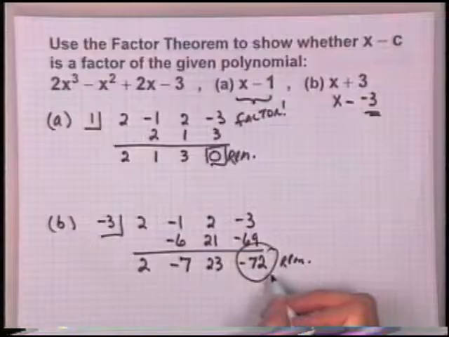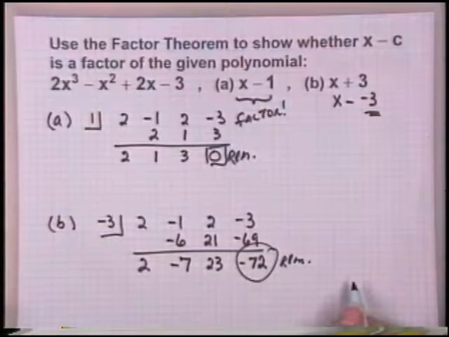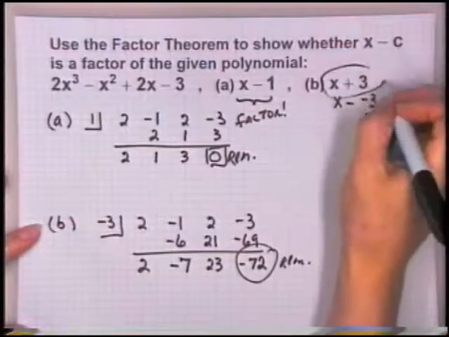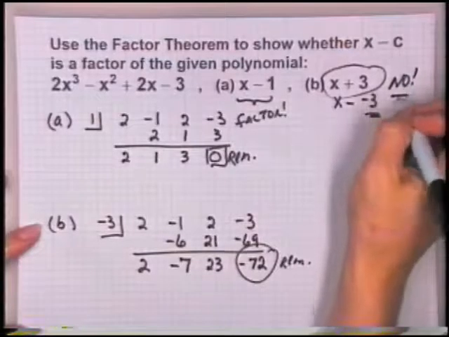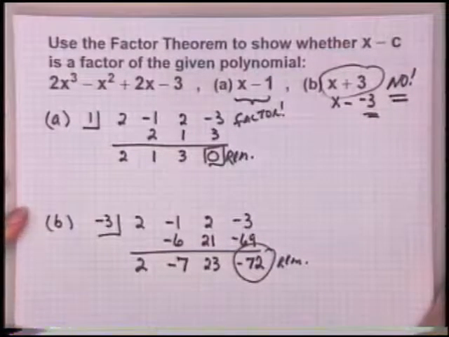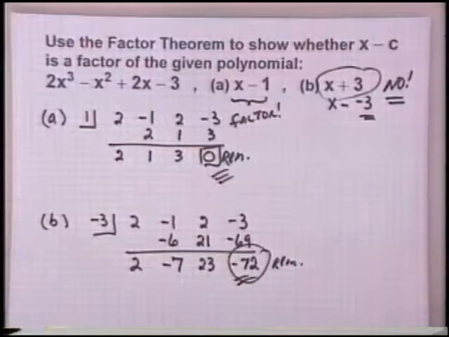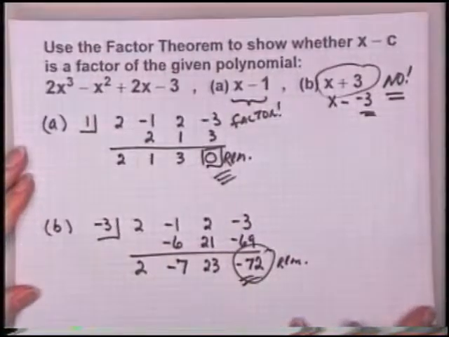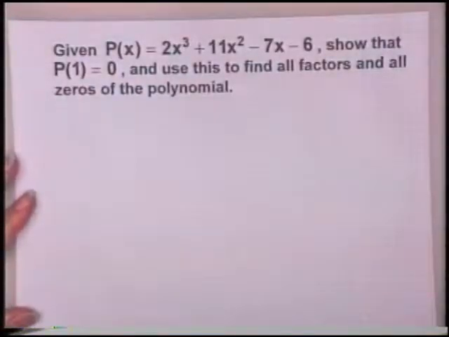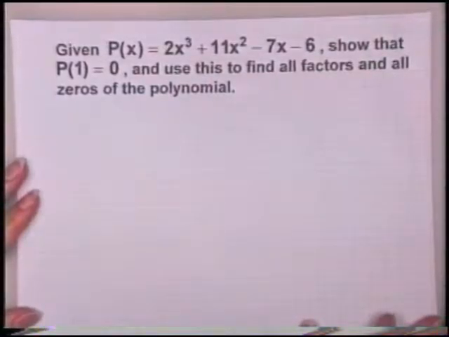What does that tell you? My remainder was not 0. This does not divide evenly. So is x plus 3 a factor? No, it's not. Okay? So the whole key is something a factor basically comes down when you divide. Do you get a remainder of 0 or not? Okay? Now I have one other example I want to do using this factor theorem a little bit.